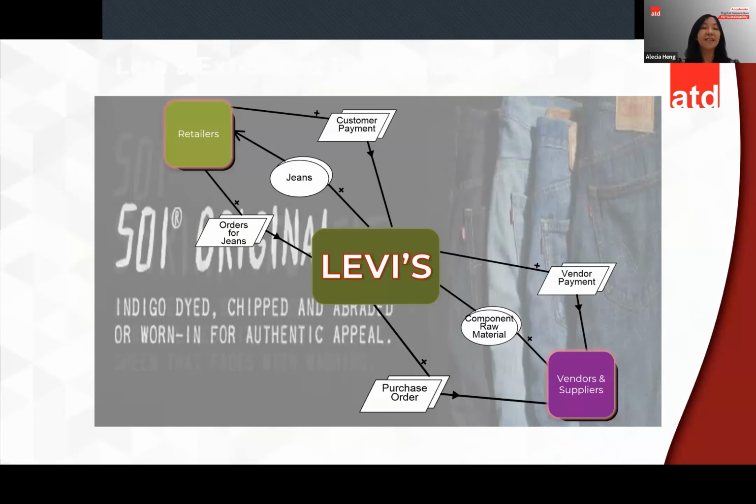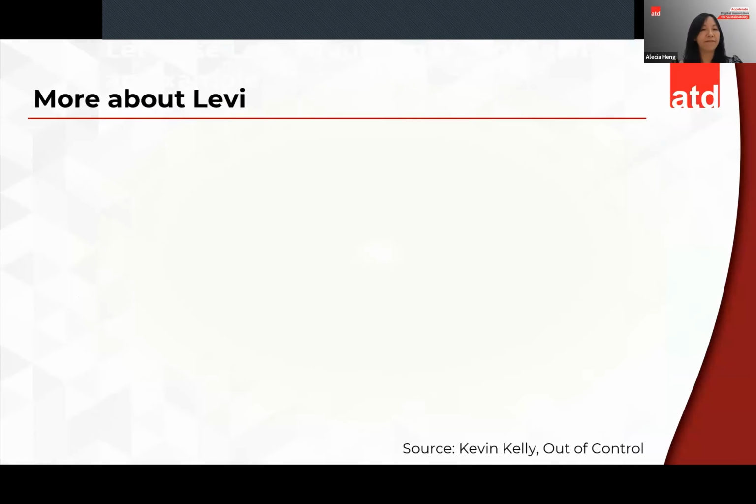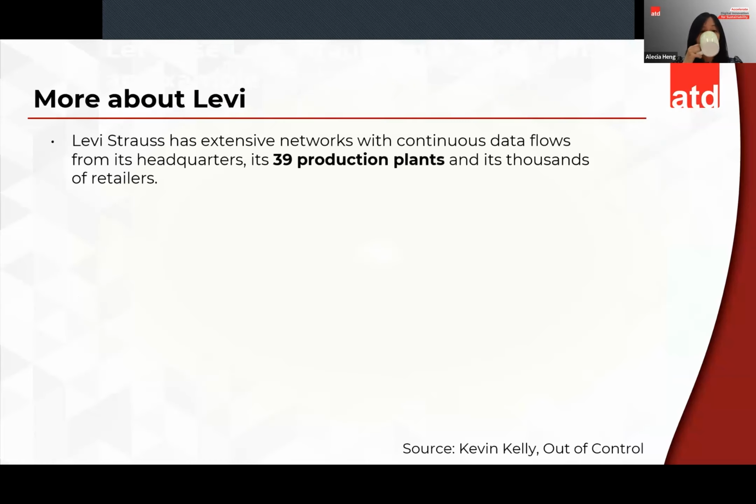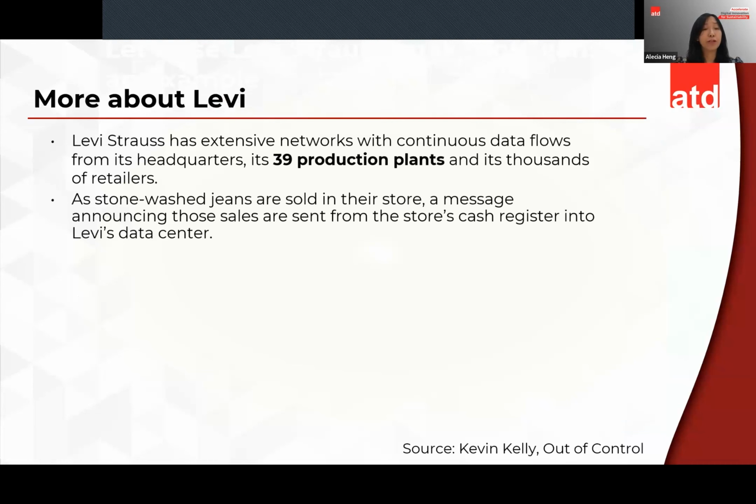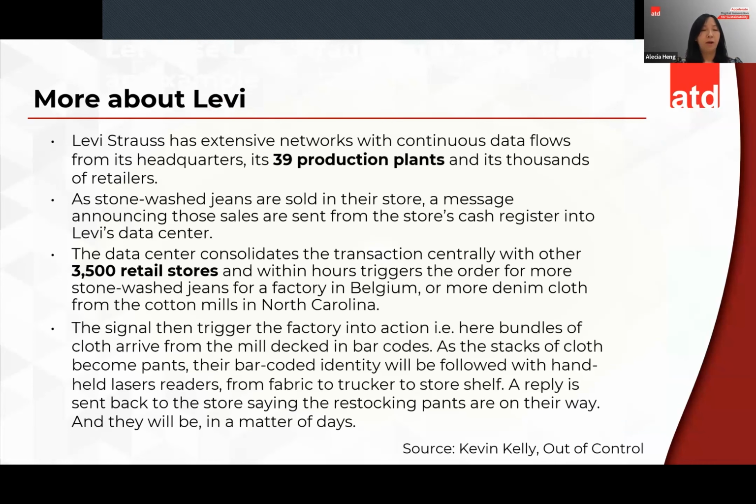What they have done is implement a supply chain management system, whereby they link the retailer and also their vendors together across the Levi's data center. So more about Levi's. It has 39 production plants, right? And it has about 3,500 retail stores.